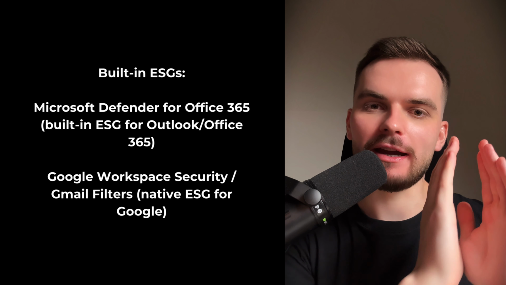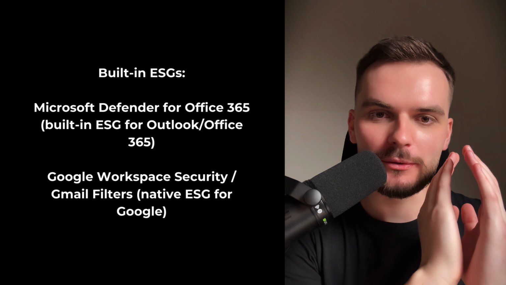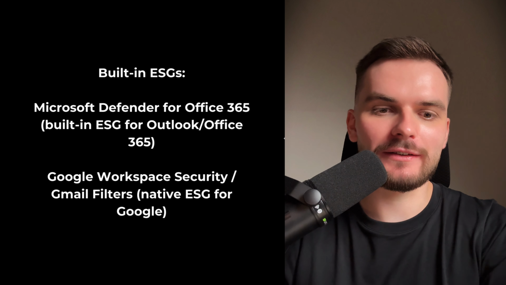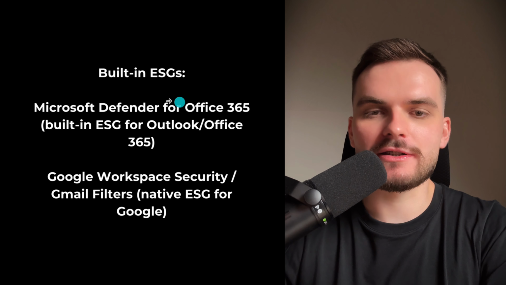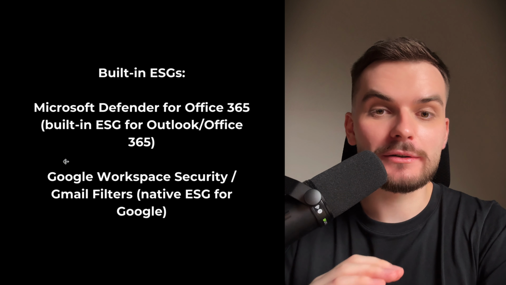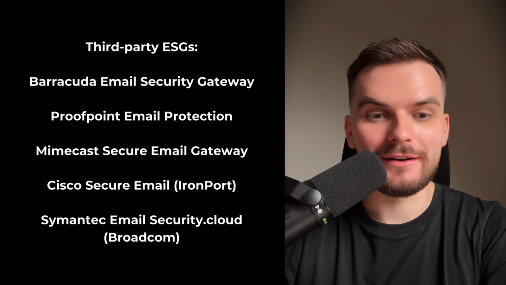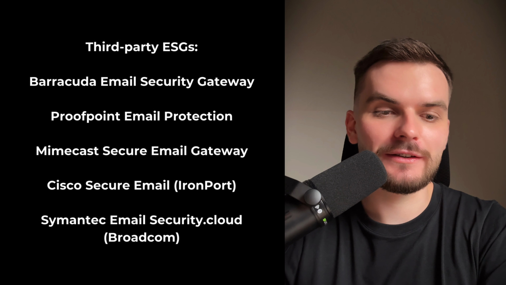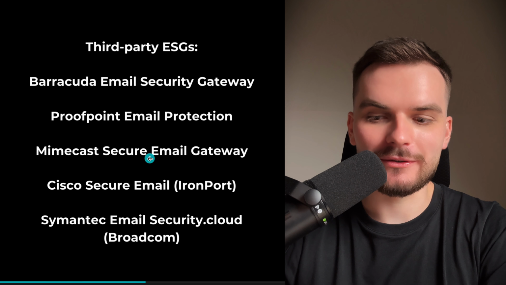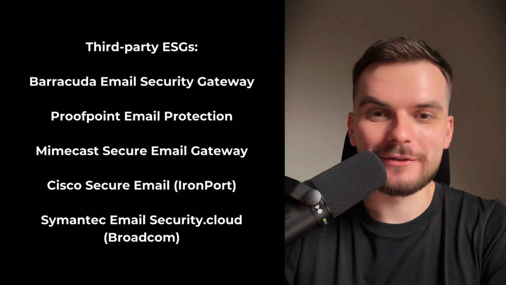ESG is basically like a gateway that decides whether you land in spam, you don't land at all, or you land in the primary inbox. And the first type of ESGs is the built-in one. So Microsoft has one, Google has one. Those are like default built-in ones. But there's also a thing called third-party ESGs, things like Barracuda or Proofpoint. You see all the main ones on the screen right now. Those are the ones that we're most afraid of.